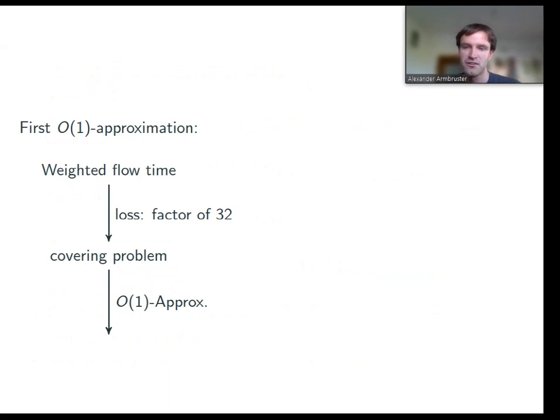You start with this weighted flow time instance, and then they reduced it to a geometric covering problem with rectangles and stuff like that. And they only lost a factor of 32 in this reduction. And then they solved the resulting instance with a constant factor approximation, which had quite a big factor. So in total, this is probably more than 10,000.